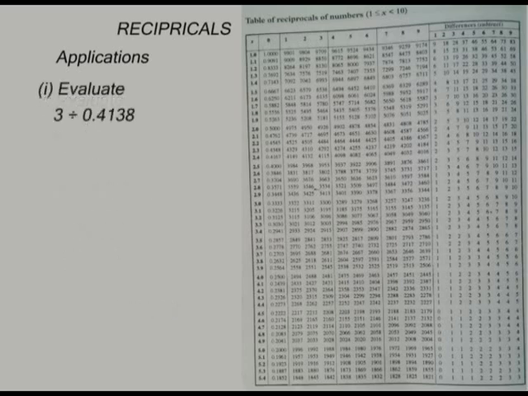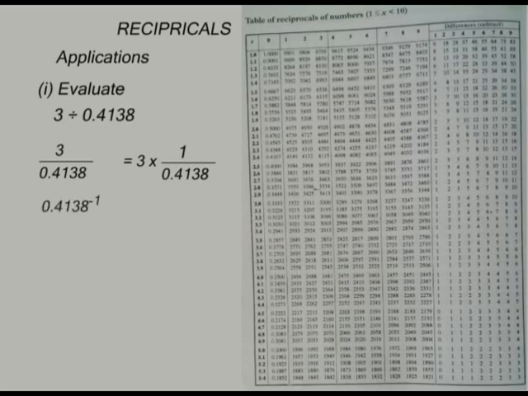How about 3 divided by 0.4138? I would write that as a fraction, that is 3 over 0.4138, and then break it into 2 parts, 3 times 1 over 0.4138. These two are the same, it's only that the second one makes it easy for me to see the way forward.